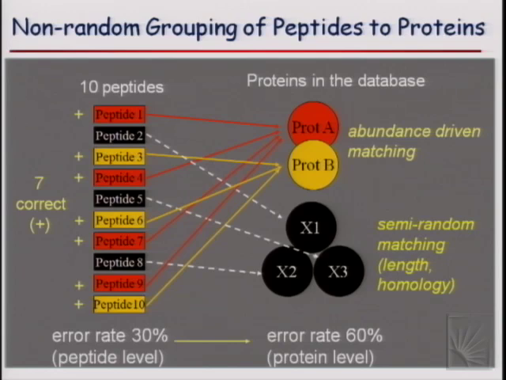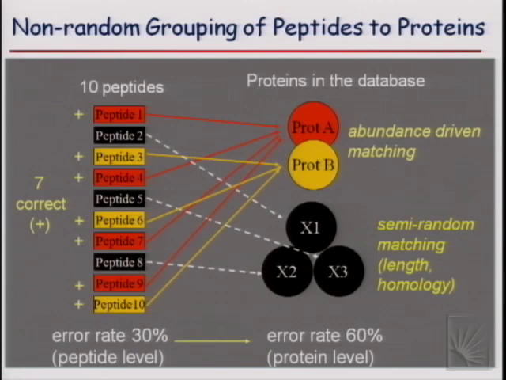Maybe the most abundant proteins in the sample. This is just an illustration. And incorrect identifications are semi-random matches to the database, corrected for the length of the protein and also for the homology. That's a kind of underappreciated contribution to the randomness here. I'm not going to talk about this, but it's an important point as well. It's not just a length-dependent process.